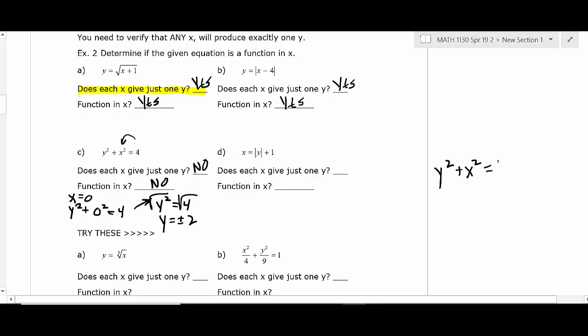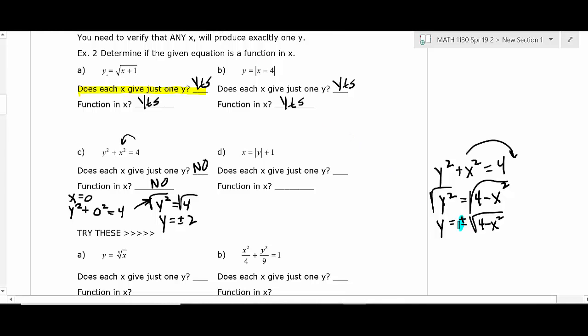Okay, a good rule of thumb, if it's not solved for y, a lot of times it's a good idea to solve it for y. So if I solved this for y, I would just end up with 4 minus x squared. I'd subtract the x squared from both sides. Then if I did the square root, I would get y equals plus or minus square root of 4 minus x squared. And what makes it not a function is that plus or minus.